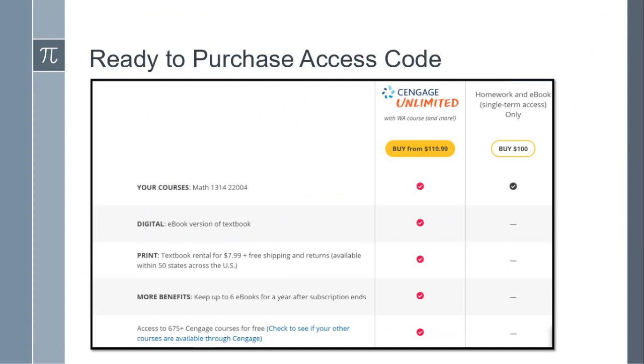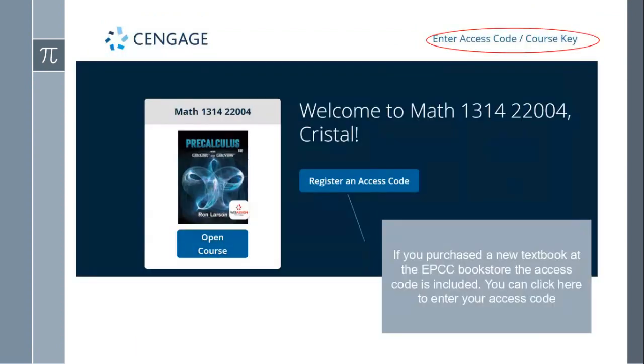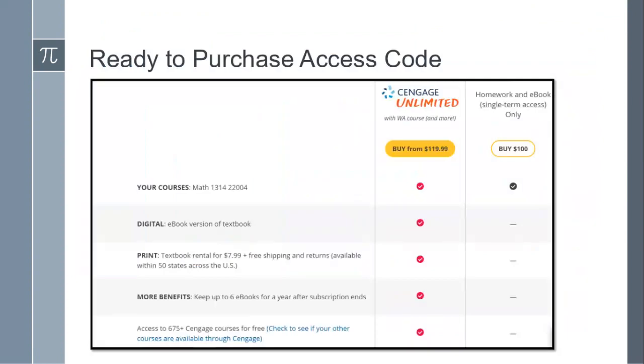Okay, right below this picture, you're going to see the options to purchase an access code. There's two purchases here. Let me explain both. The one on the left side says Cengage Unlimited, and this is $119.99. The one on the right side is $100. So what is the difference?